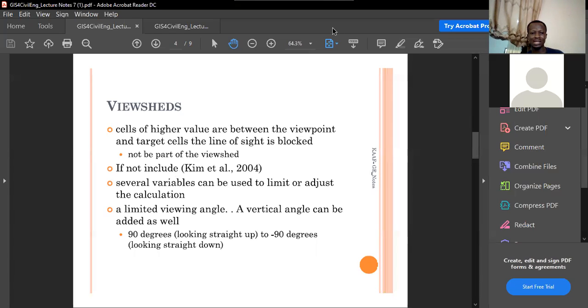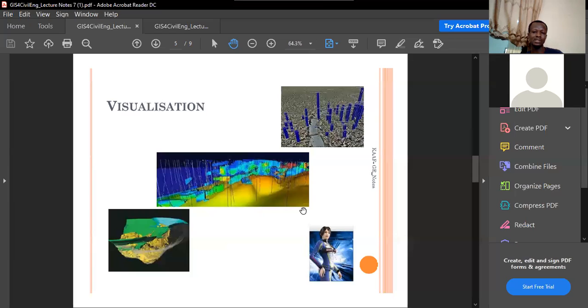Some of you, we don't discuss anything. All right. I think I've talked about the vertical angle, which limits it. Next topic is visualization. Because now I can't hear any of you, so no questions are coming through.